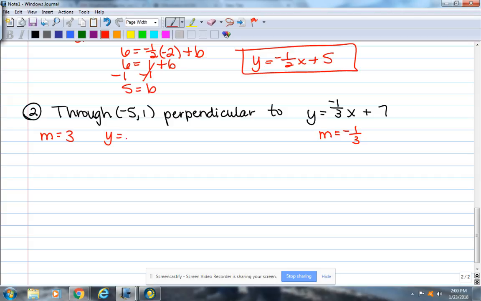So y equals mx plus b. So my y is 1, my m is 3, my x is -5. What's 3 times -5? -15. And then I add 15 to each side. 1 plus 15 is, well, you're adding them. 16. So your equation should be y equals.